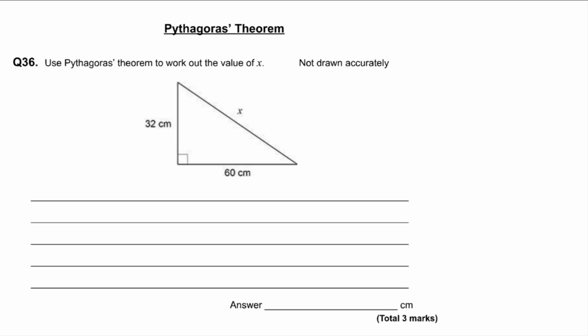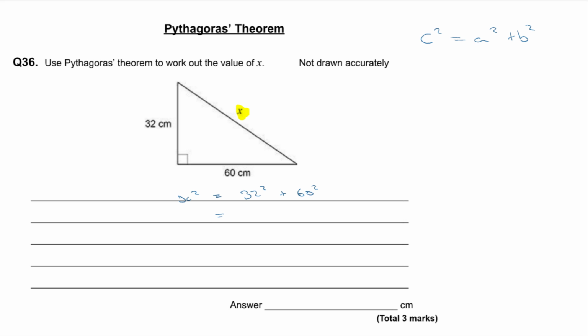Next up, Pythagoras Theorem. We should know that c squared equals a squared plus b squared. I hope so, because we're going to be using it a lot today. So what have we got? Use Pythagoras Theorem to work out the value of x. Well, there's x over here. It's the long side of the triangle, so we're going to be squaring and adding and square rooting here. So x squared is going to be the other two added together and squared. Then it's going to be 32 squared plus 60 squared.